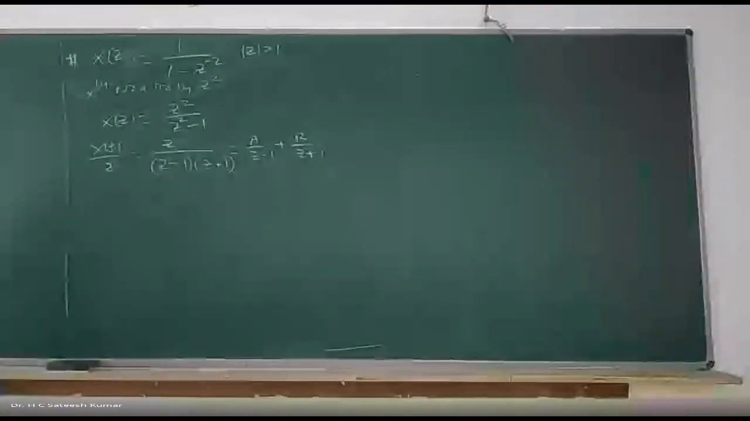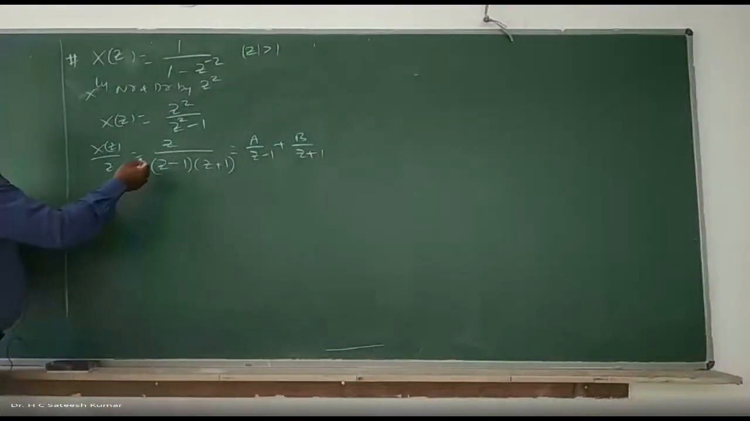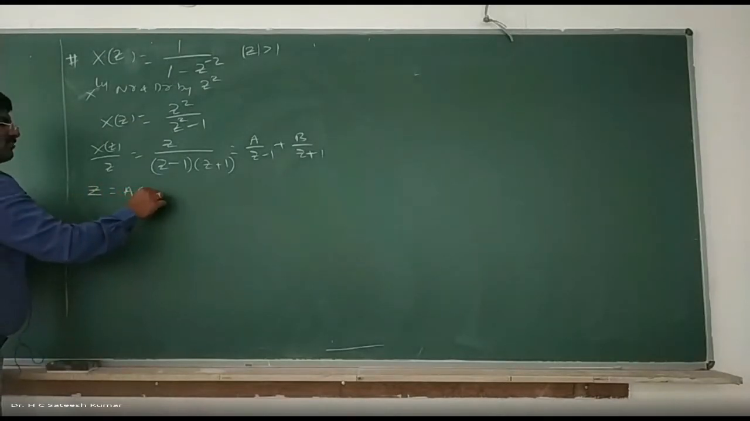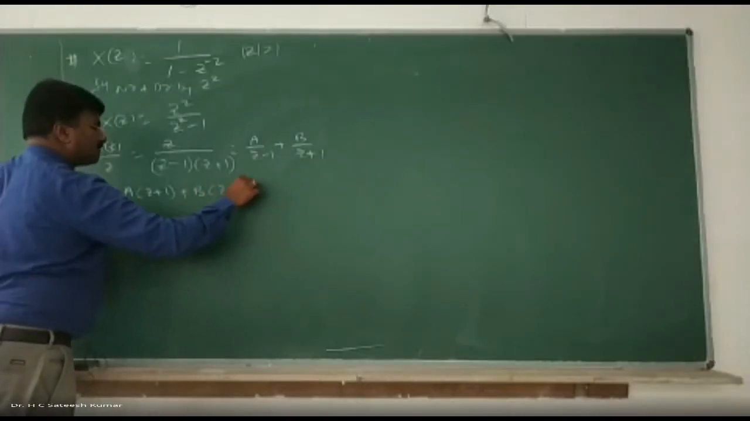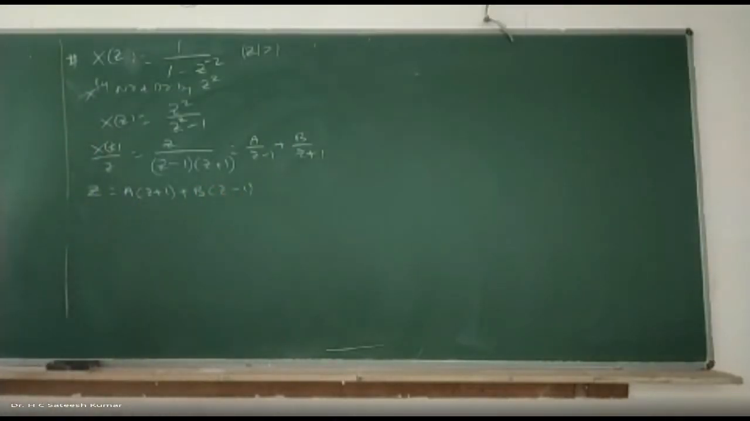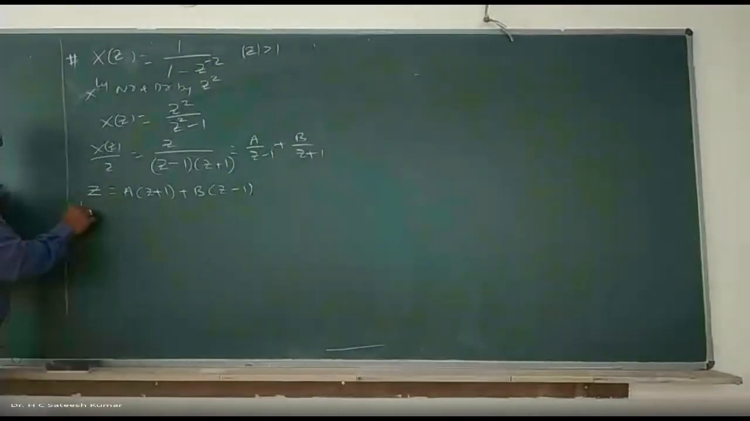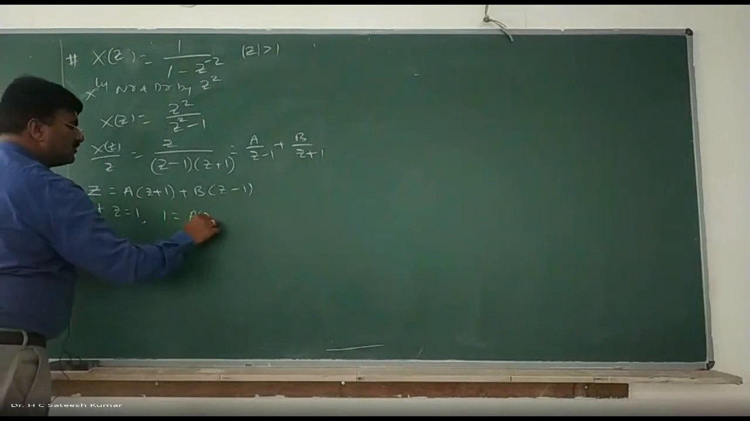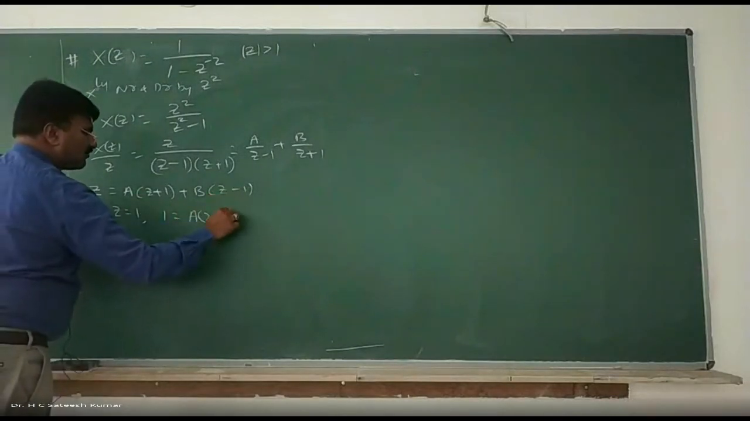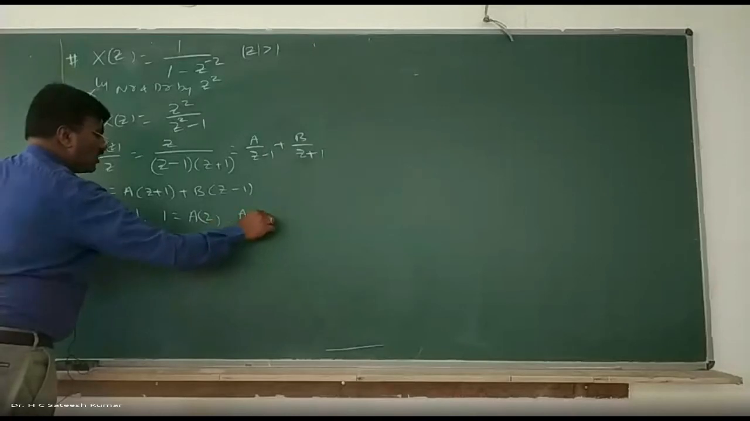Now, what is that we have? Go for partial fraction, simplify that. z is equal to a into z plus 1 plus b into z minus 1. Okay, put z is equal to 1. 1 is equal to a into 2. The 1 minus 1 is 0 here. Therefore, a is equal to 1 by 2.